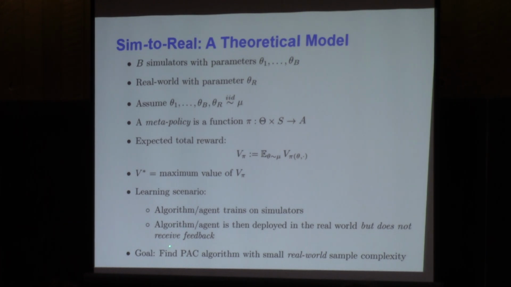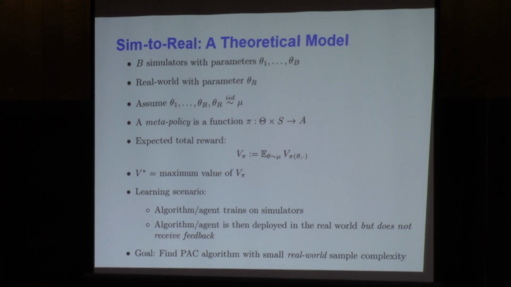All right, so our goal is to find an algorithm for sim to real that has a small real-world sample complexity. Real-world sample complexity is how many episodes your agent needs in the real world before it stops and says, I'm within epsilon of V star. And in particular, we would like that to be smaller than if we were training a single agent on a single ROMDP with feedback.